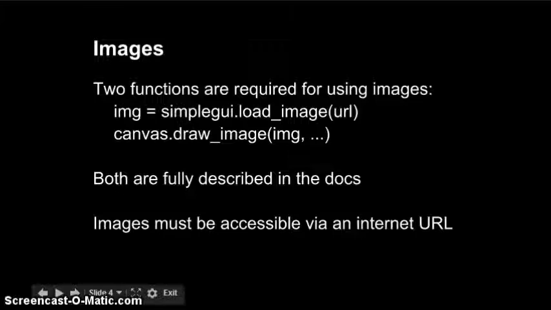So to display images on the canvas, there are two functions that are required. First, each image must be loaded from a URL, and second, the image must be drawn on the canvas. The details of how to do this are in the docs, but you'll see it in my code as well. The images must be accessible through a link on the internet, and you can upload images to a file hosting service such as Dropbox to use the link they provide.